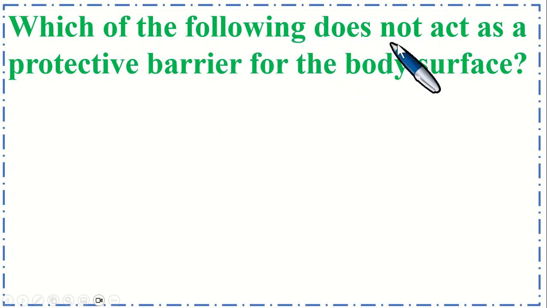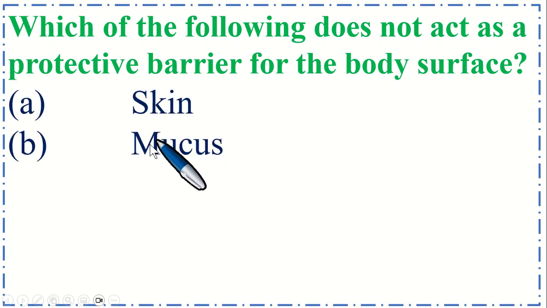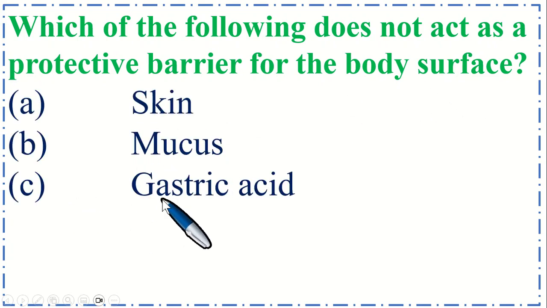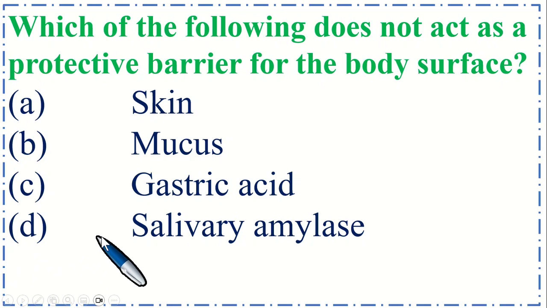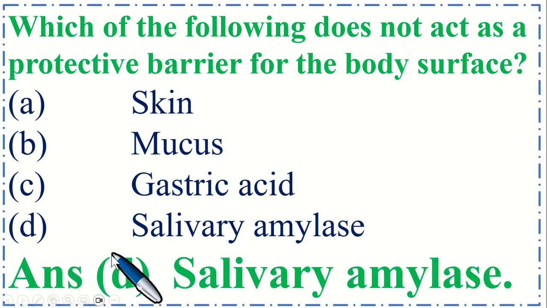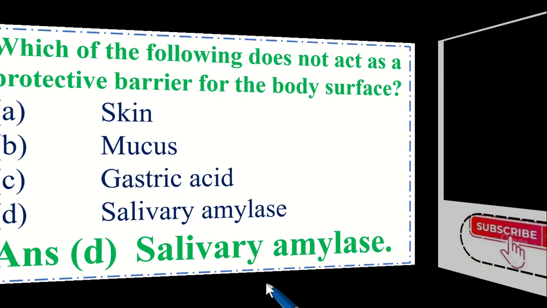Which of the following does not act as a protective barrier for the body surface? Option A, skin, B, mucus, C, gastric acid, and option D, salivary amylase. So the correct option is D, salivary amylase.